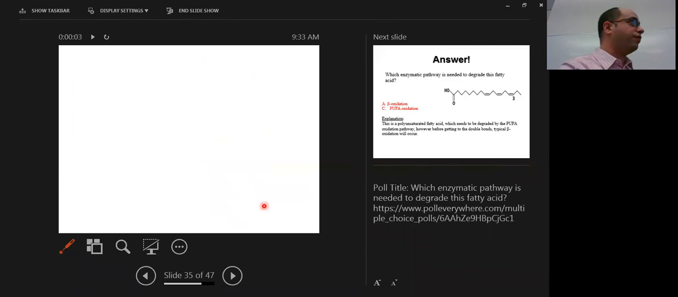So we'll have a quick review question. With this type of fatty acid, which type of pathway should be used?